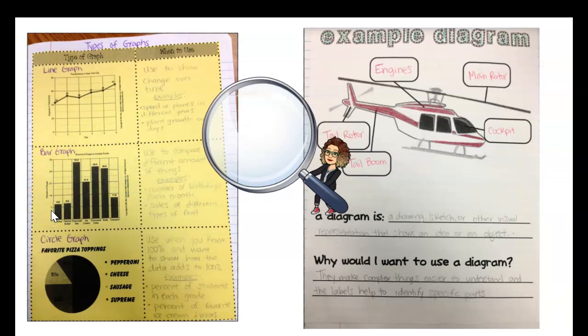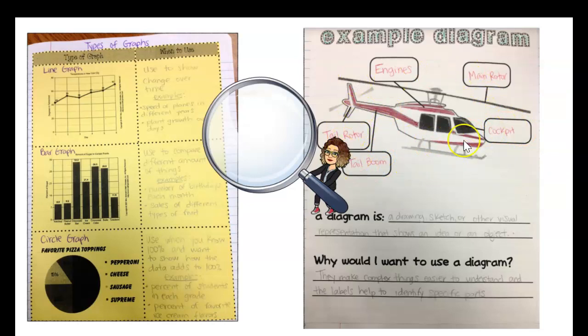Another example of a diagram that we see quite often is when you want to explain complex things. For instance, if you wanted to explain the different parts of an engine, or not an engine, but a helicopter, you could draw, okay, a drawing, a sketch, or other visual representation that shows an idea, and then you label it, okay, like engines, the main rotor, the cockpit, the tail boom, the tail rotor.